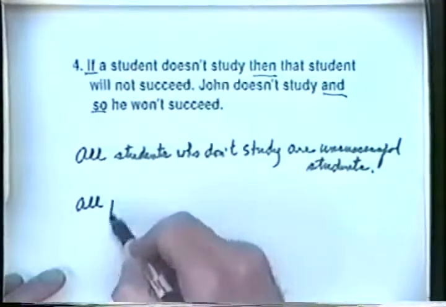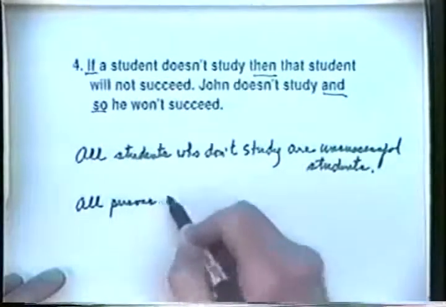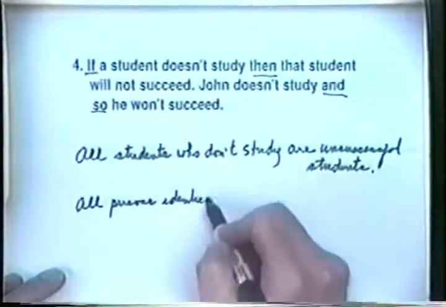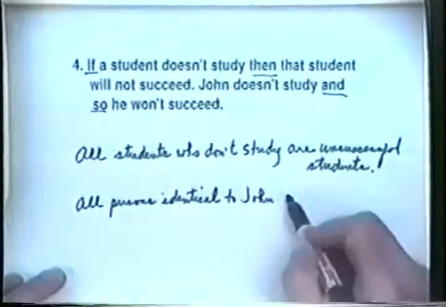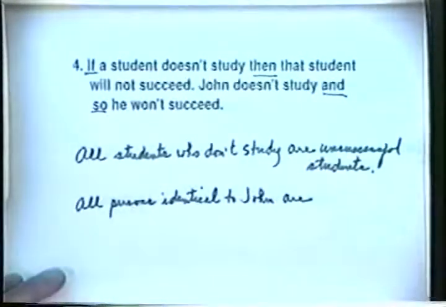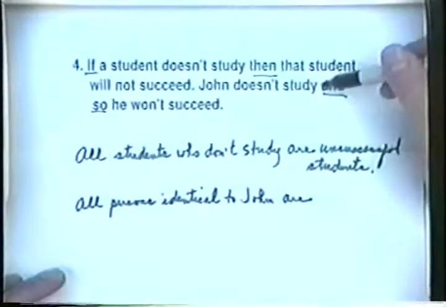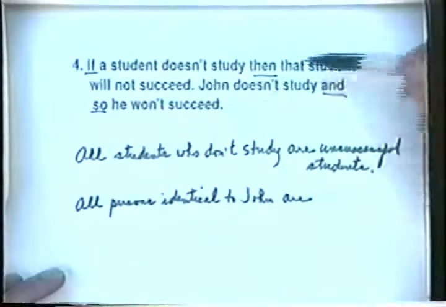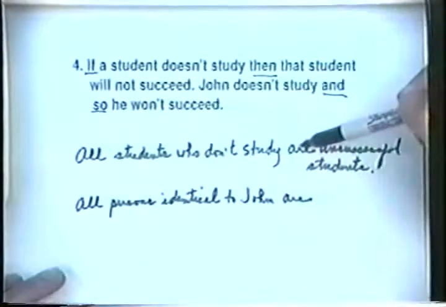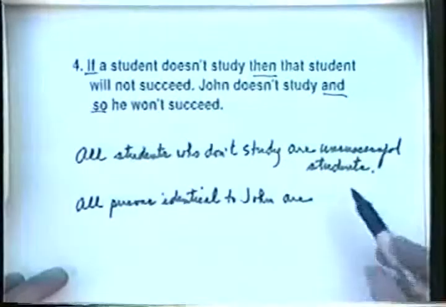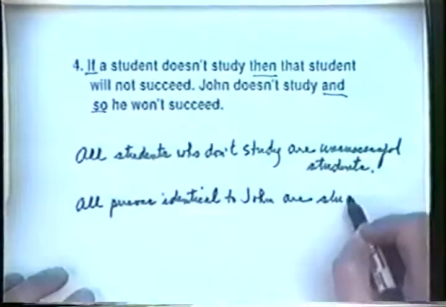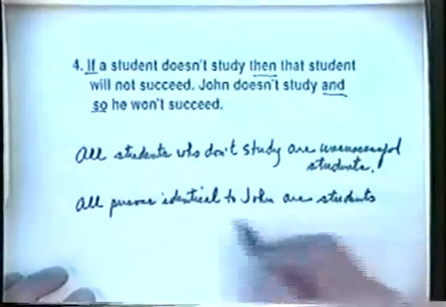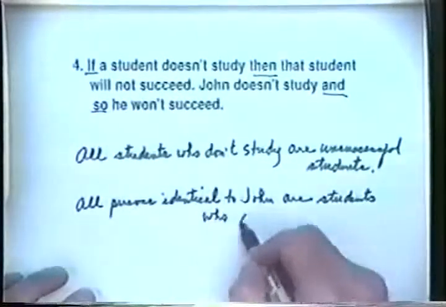All persons identical to John are, well, are what? Well, John doesn't study, so we want to say students who do not study, since we want to use the same term as on the first premise. So all persons identical to John are students who don't study.